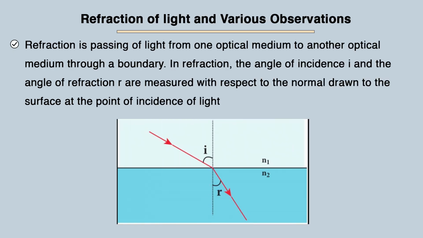The second phenomenon also belongs to ray optics, and this is known as refraction. Refraction is the passing of light from one optical medium to another through a boundary, and in refraction the angle of incidence i and the angle of refraction r are measured with respect to the normal drawn to the surface at the point of incidence. This is a schematic diagram of refraction. Here we have two media, one a rarer medium and the second a denser medium, and both are transparent.